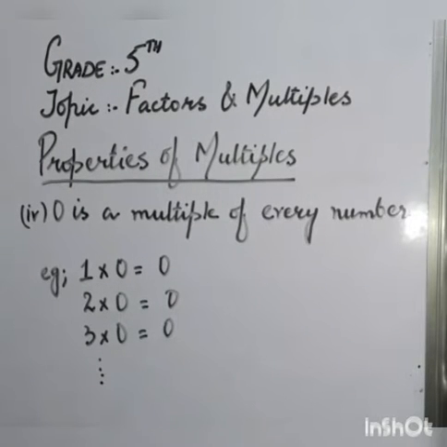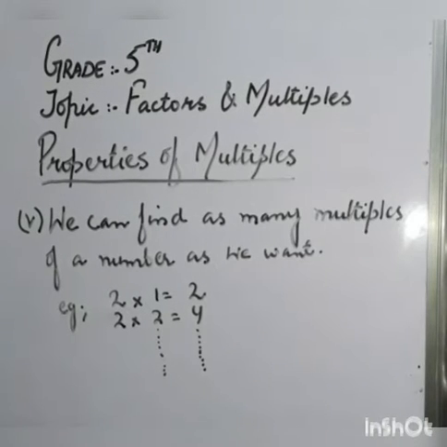Now students, next property is, 0 is a multiple of every number. 0 जो है ये हर किसी number का multiple है. For example, 1 into 0 is 0, 2 into 0 is 0, 3 into 0 is 0, and so on. So it means 0 is a multiple of 1, 0 is a multiple of 2, 0 is a multiple of 3, and so on. So you have to remember that 0 is a multiple of every number. Clear?